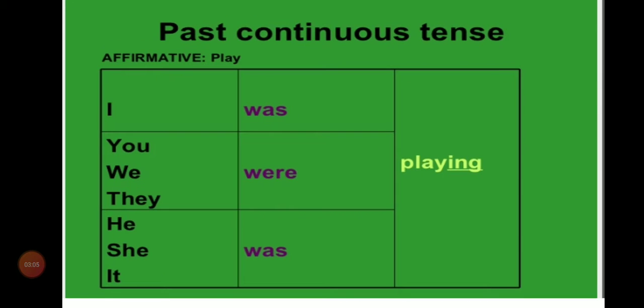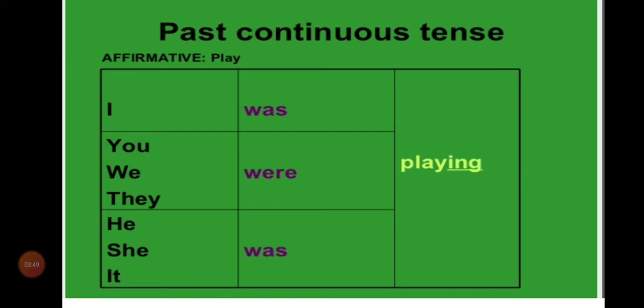Let's see how we form the past continuous tense in the affirmative statements or sentences. Okay, as you can see here, you have the singular pronouns he, she, it, and I. They take was and then the verb plus ing. As for the plural pronouns, we, you, and they, it takes were and then the verb also plus ing. Let's read some examples. I was playing. I, the pronoun I, takes was and the verb here plus ing. I was playing. You were playing.